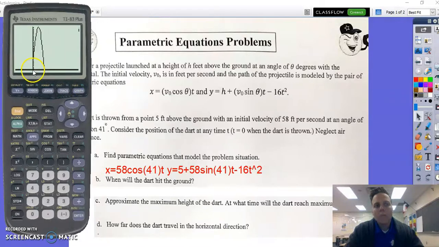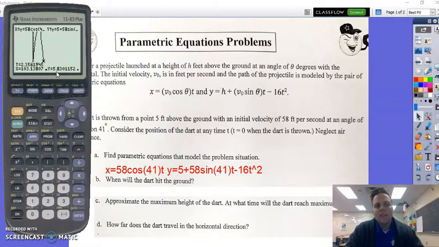Now I see a whole lot more. I threw the dart up starting at 5, I went all the way up, and now I'm back down. So now I feel like I can use my trace feature, and it's going to be much easier for me to trace it all the way over. And remember, I want y to be 0.